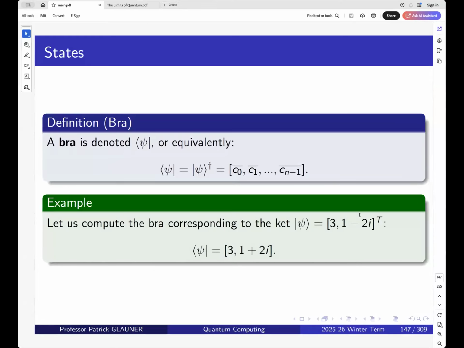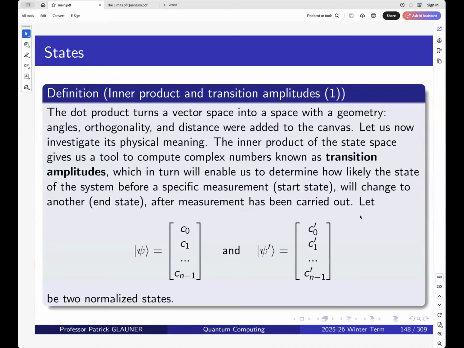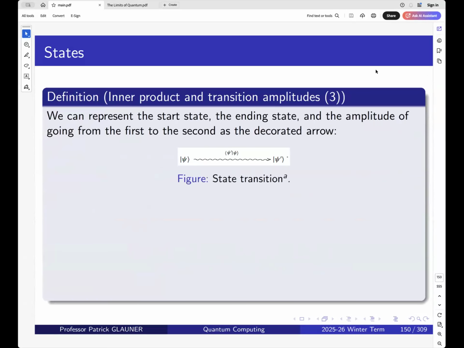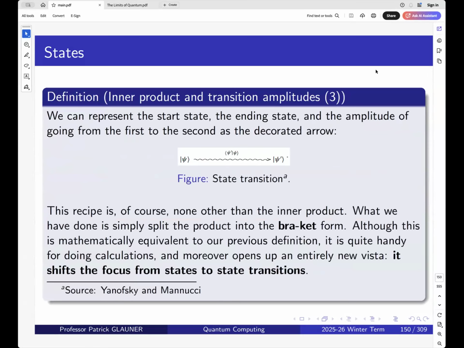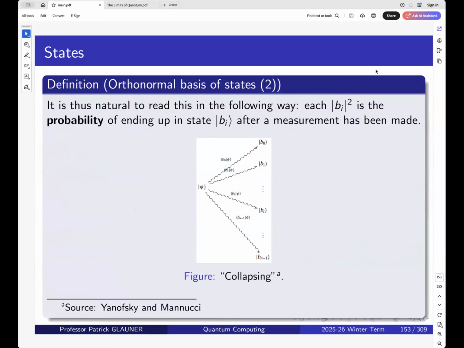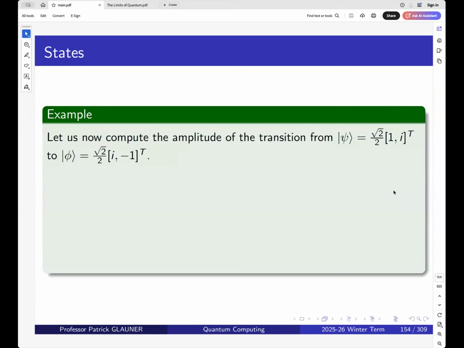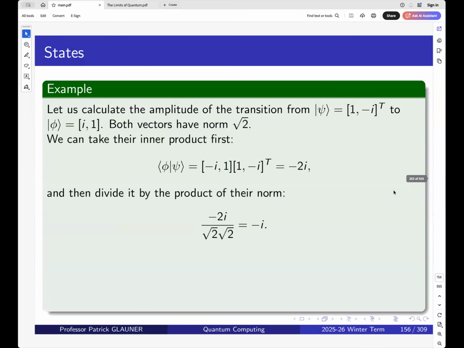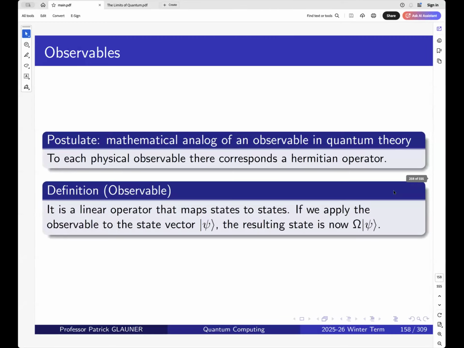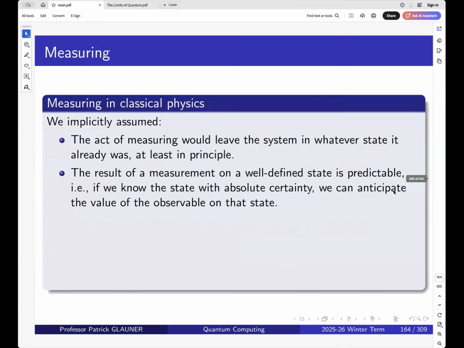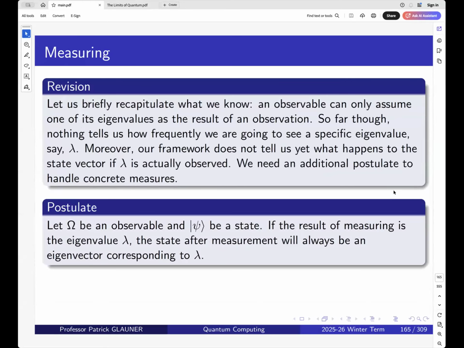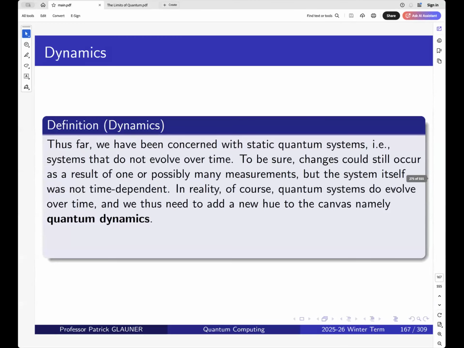We then saw the bra from the bra-ket notation, and we started to calculate transition amplitudes, and we also saw a physical interpretation of what the inner product actually means with regard to the transition amplitudes. Then we looked a bit more into the orthonormal basis of states. As of today, we will look into qubits. All of this will become much simpler. Yet we generalized these concepts to get the bigger picture. We briefly looked into observables and measuring, but this will become much simpler for qubits as of today.